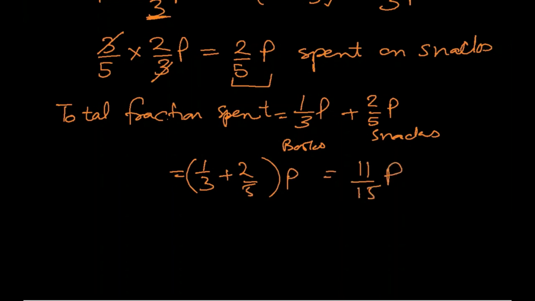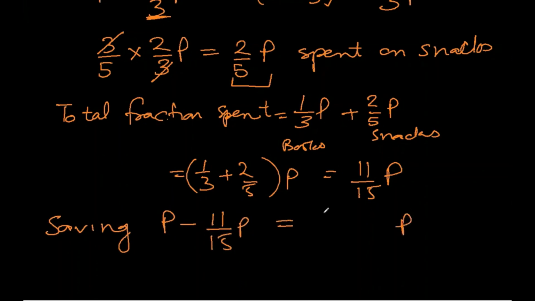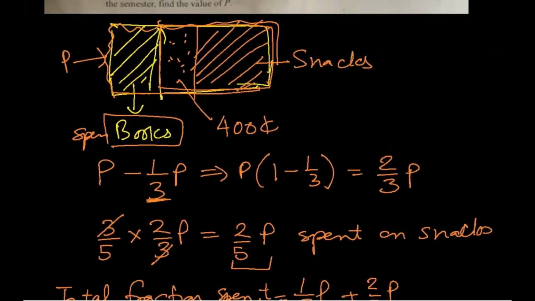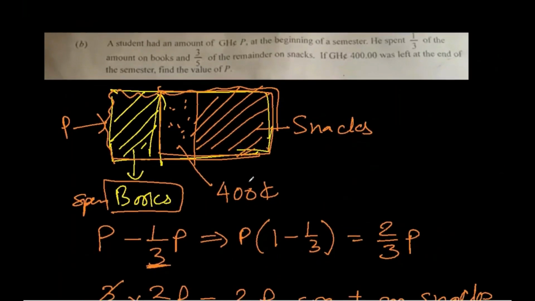This was spent. So the saving will be, the total amount initially was P and now 11 over 15 P is spent. So we will see how much is saved now. If we take P common again, it becomes 1 minus 11 over 15 P. So it will be 4 over 15 P, and that amounts to 400 cedis. Let's see again, it is 400 cedis. The amount which was left, saved, was 400 cedis.